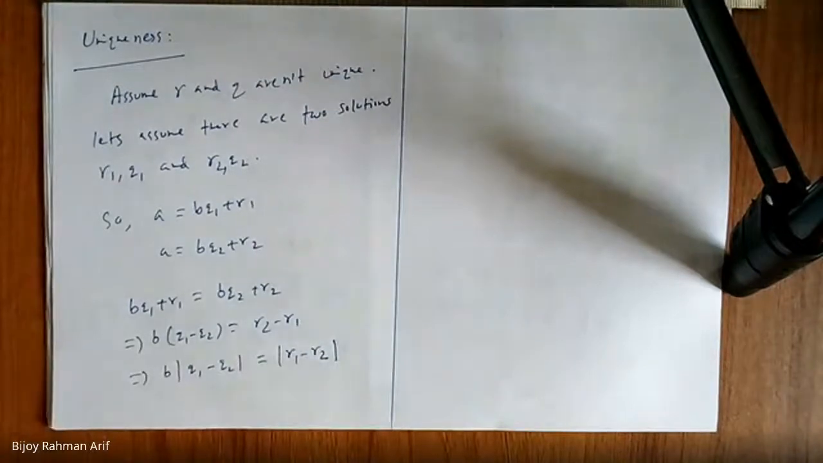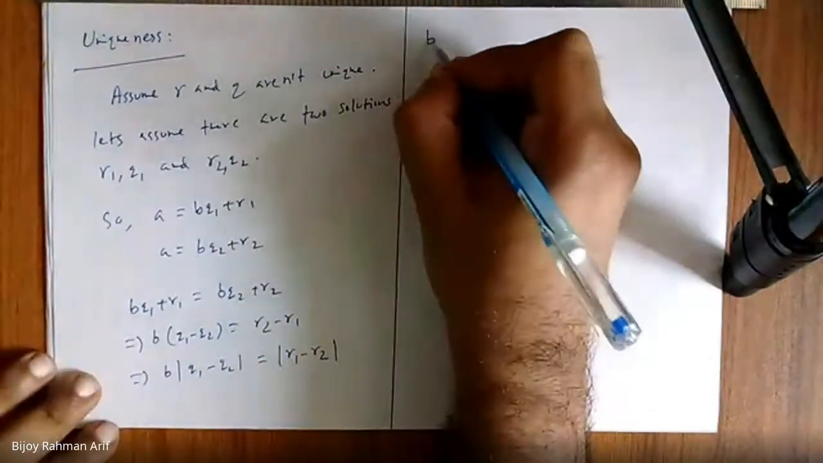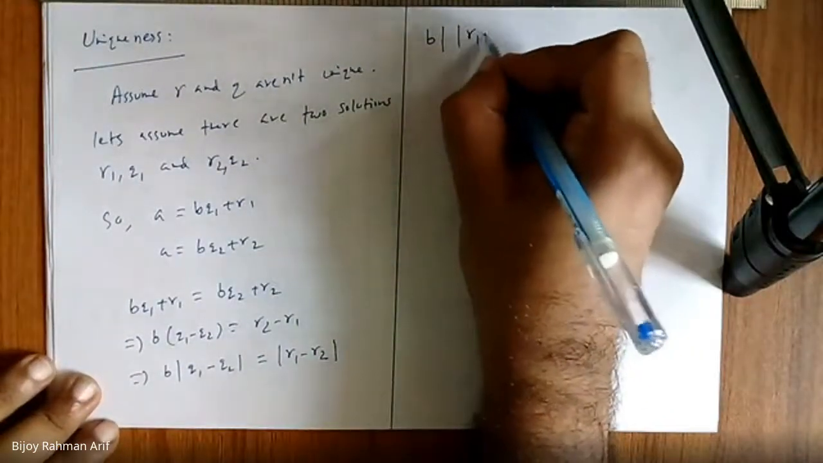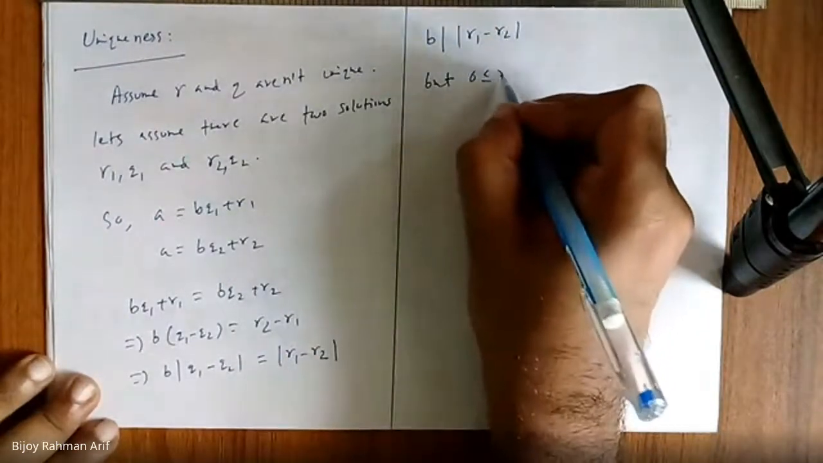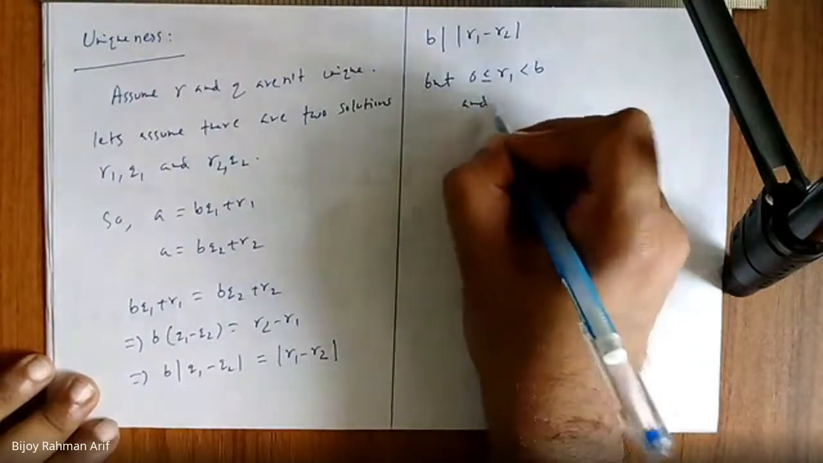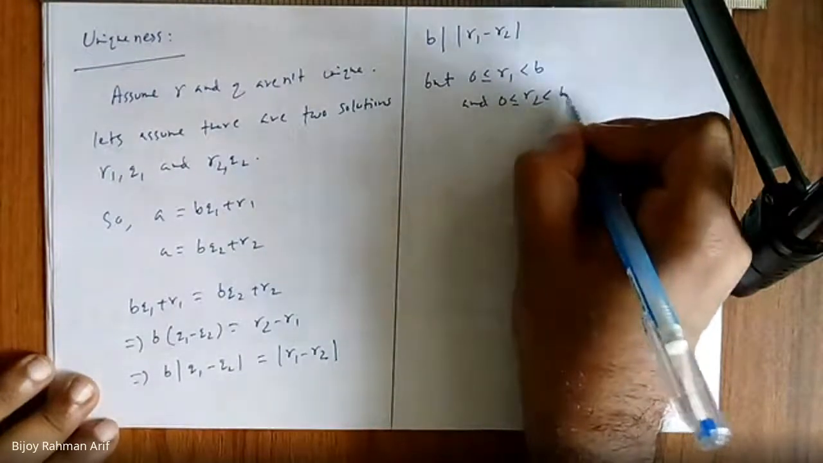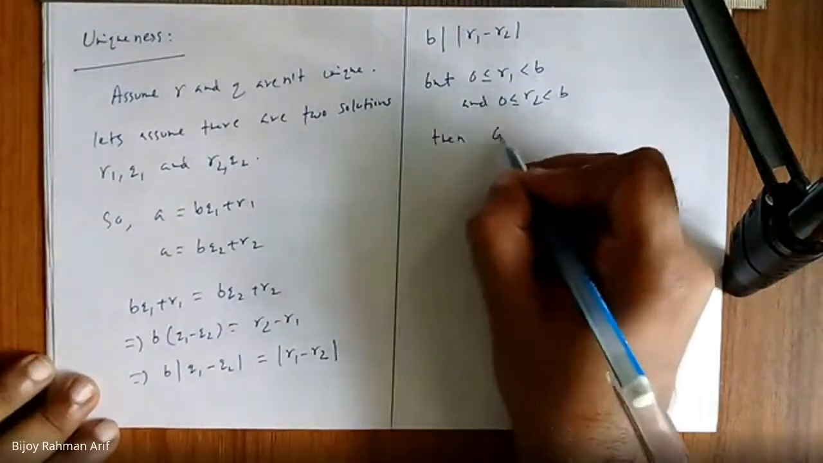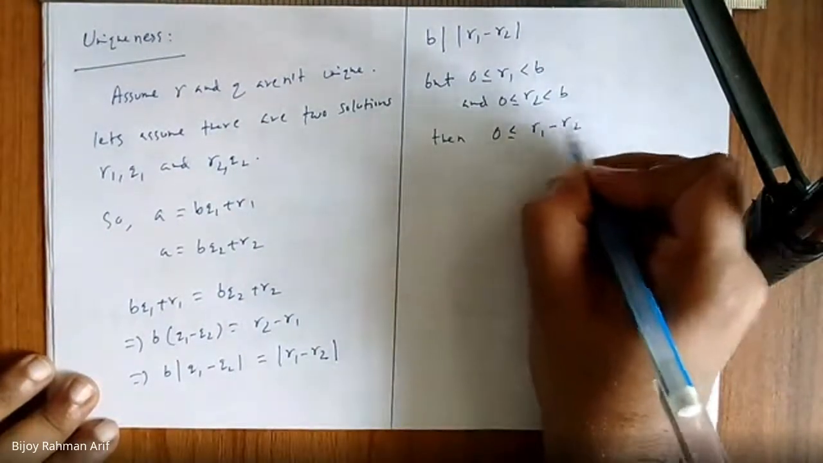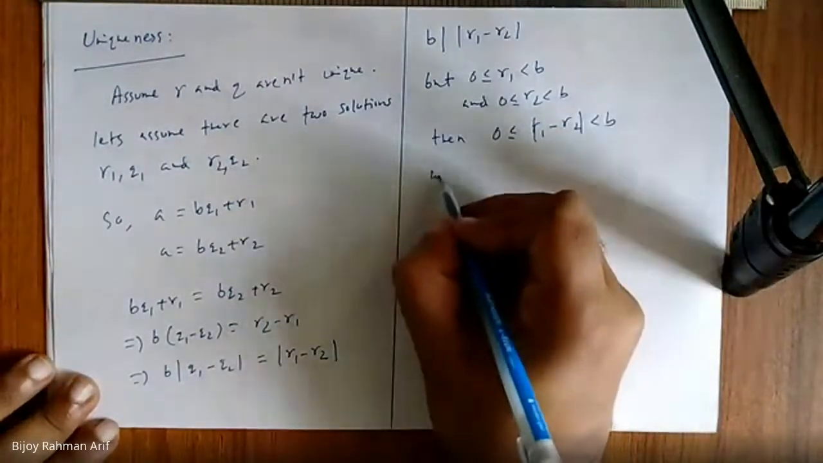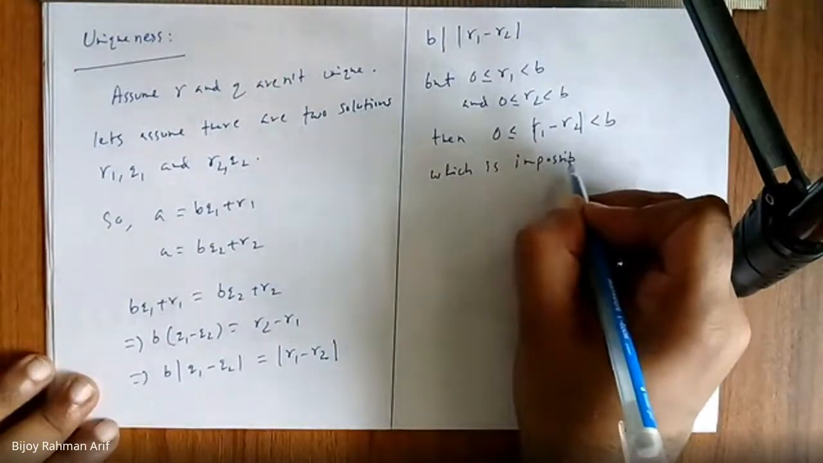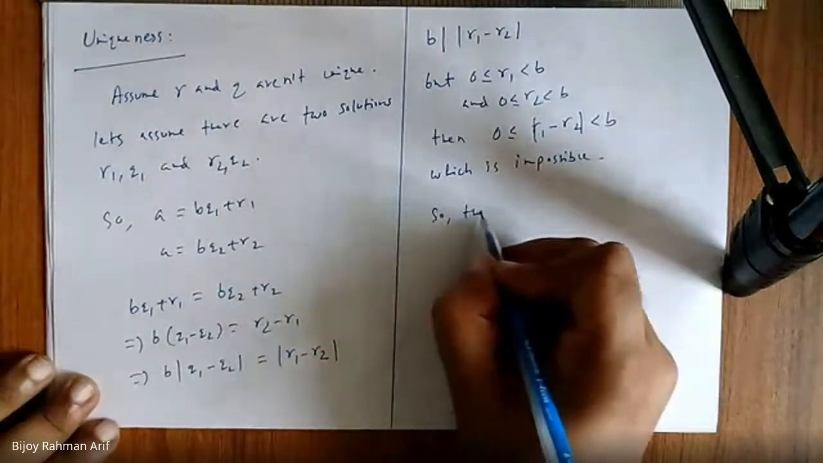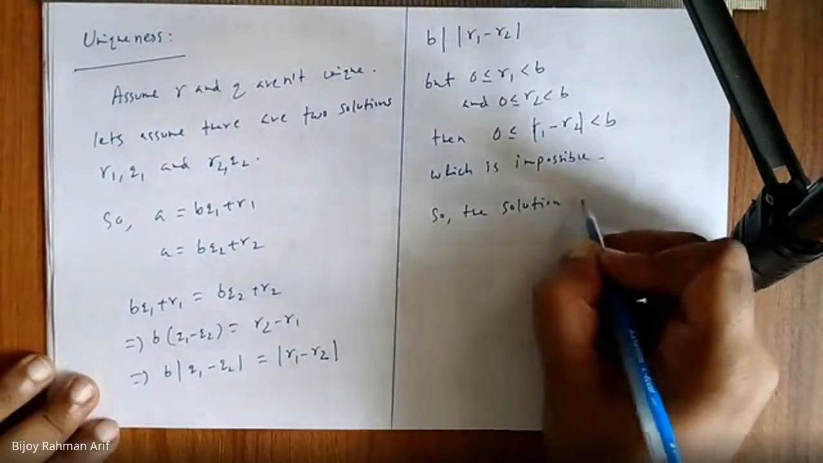Okay. So what is the meaning of this? It means B divides R1 minus R2. But 0 is less than or equal to R1 which is smaller than B, and 0 is less than or equal to R2 which is smaller than B. Then definitely the difference is smaller than B, which is impossible. So the solution is unique.